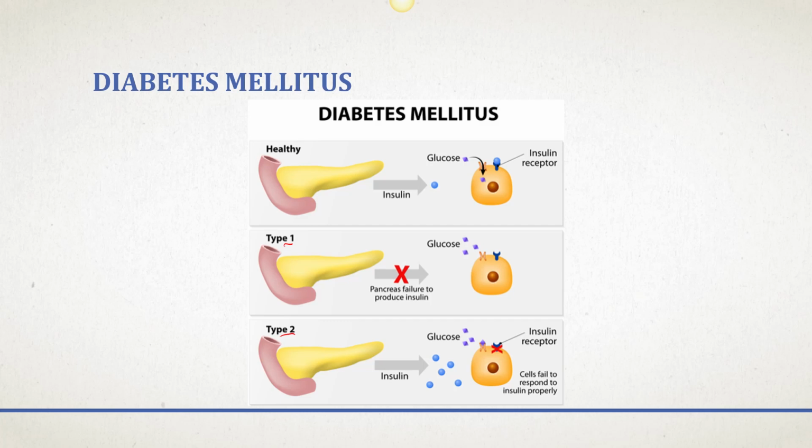Type 2 diabetics are producing insulin just fine. It's just that the insulin receptors are failing, or the cells are not responding properly to insulin. Sometimes type 2 diabetics are still treated with insulin, although a majority of the time it's more like lifestyle changes.